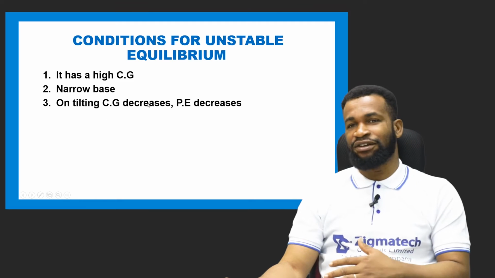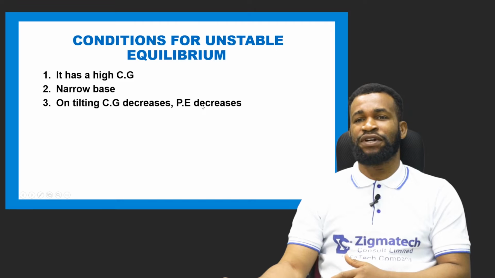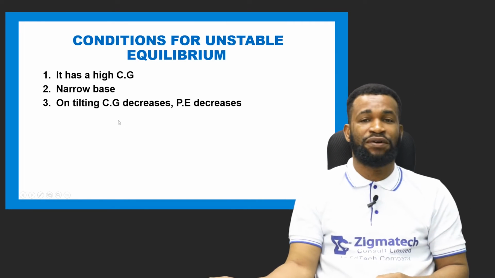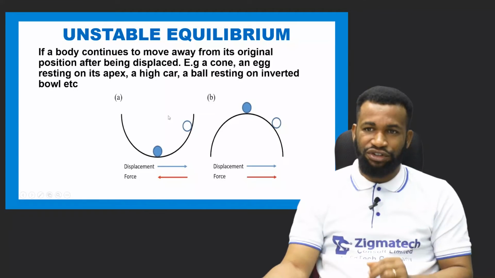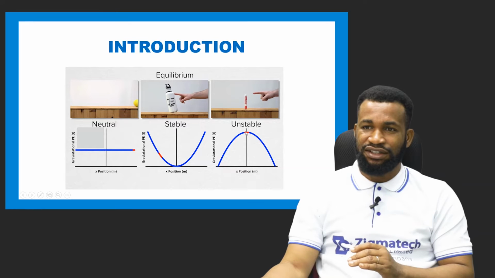When you tilt it, the center of gravity will reduce. Then the potential difference also does what? Reduce. Remember that potential difference is a function of height. Now let me show you something again. Look at this part. This is the highest point. This is the zero end.